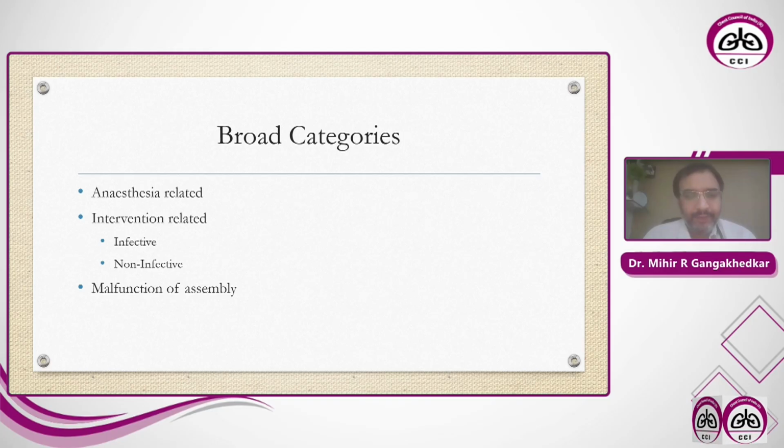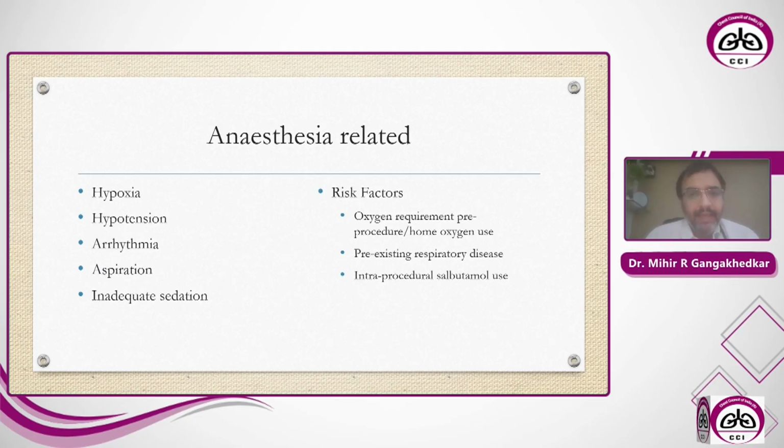Broadly, if we are to classify our complications, one would call them anesthesia related, procedure related, infective or non-infective, and finally, something related to your assembly itself. Anesthesia related complications are not really ones which one cannot foresee. We know that hypoxia, hypotension, arrhythmias, and aspiration, if you've not got a well protected airway, or if the patient is not well sedated and continues to cough, those complications are something that we know of.